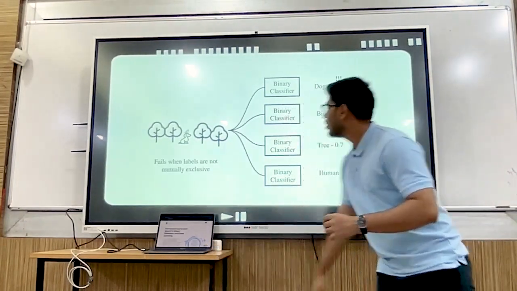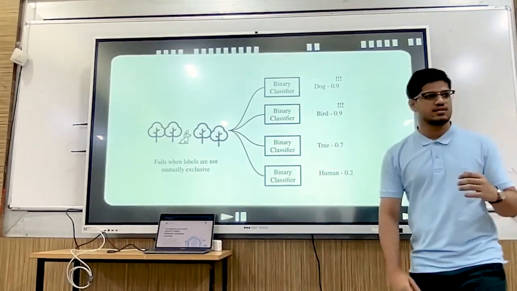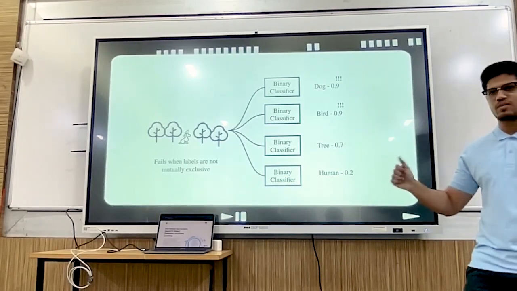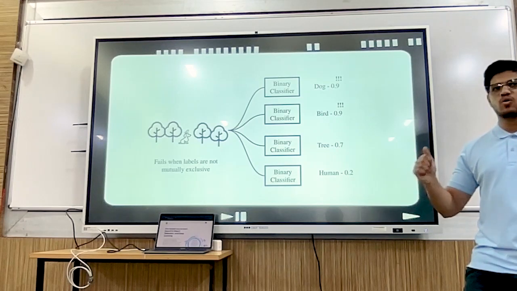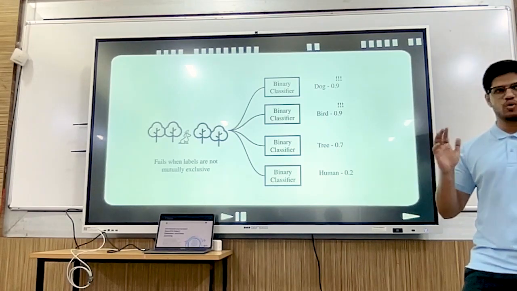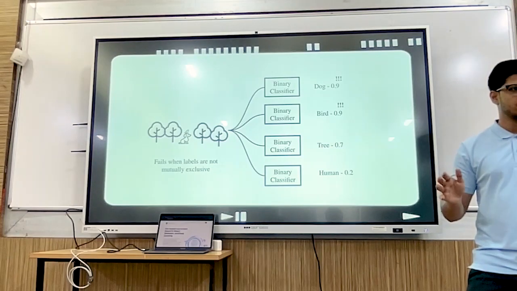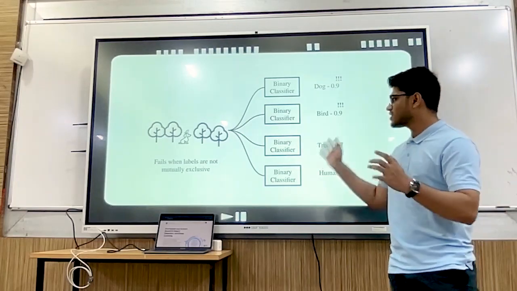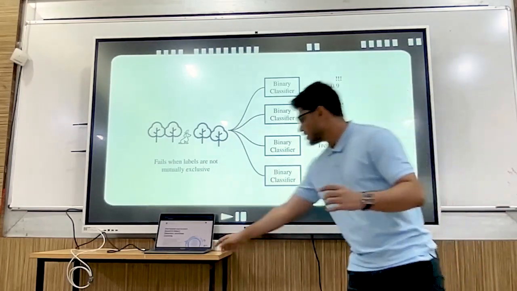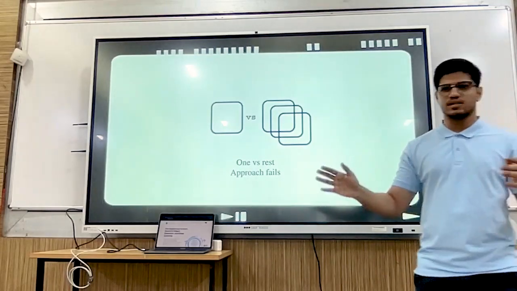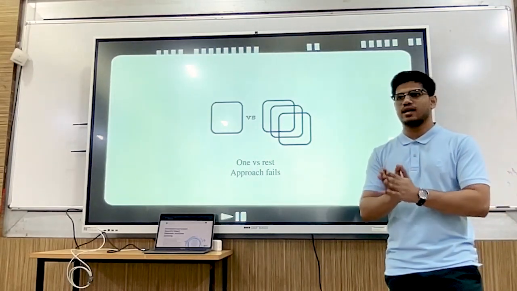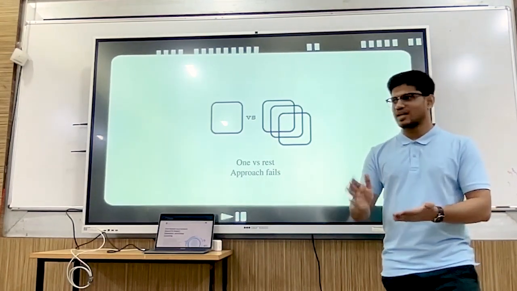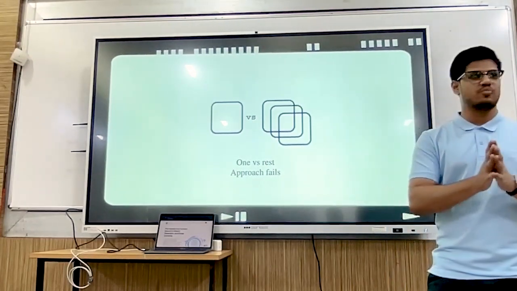Now, what happens in this case? Does everyone understand the problem that we're looking at? The bird had to go and sit on the head of the dog. Now, both of these have 90% probability. Like our problem statement, but a little bit tweaked. Okay, so both of these have 90% probability. And what happens is that the one versus rest approach fails. Okay, you can't just go and say that I'm going to go for dog because I like dogs, birds not so much. That's not going to happen, right? So the one versus rest approach is failing.